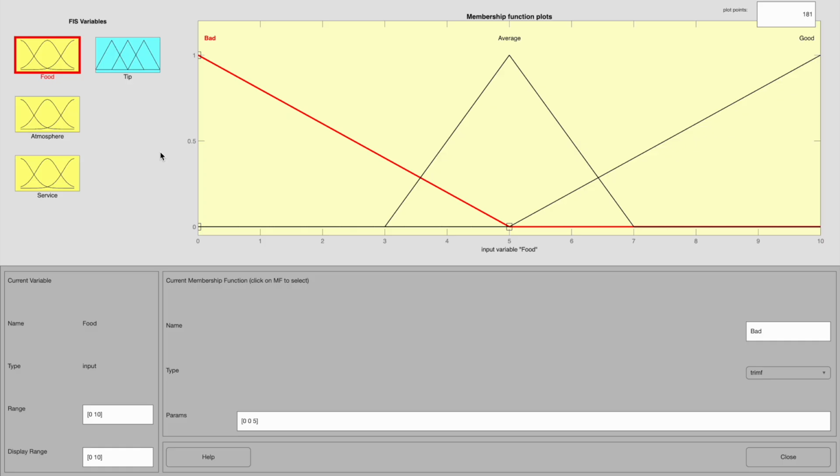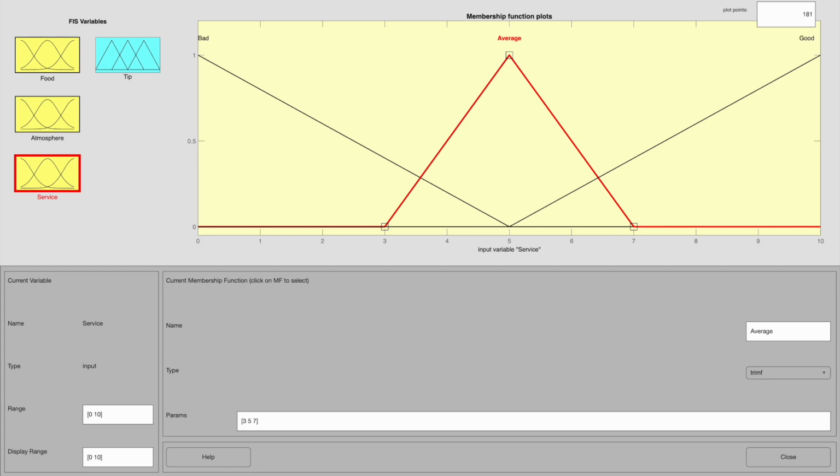Now let's take a closer look at the definition of each variable with their membership function. First of all, we have food that ranges from 0 to 10 with three triangular functions: bad, average, and good. Each going from 0 to 10, which means that food can be completely bad, completely good, or partial between the two states. We also have the same in atmosphere that goes from 0 to 10: bad, average, and good. And we also have the same in service, from bad, average, and good, from 0 to 10.